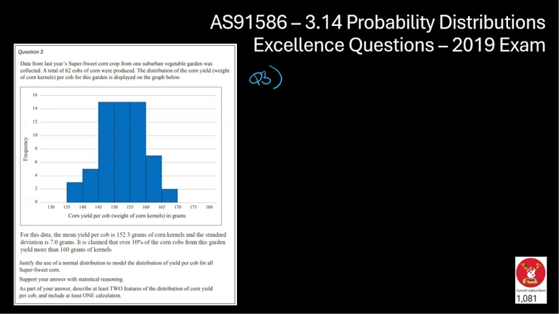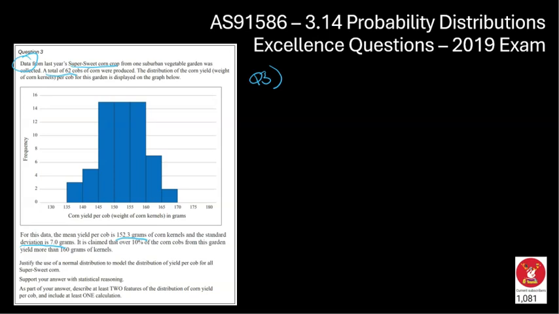We are now on to question number 3, and this is carrying on with that corn-related theme from the previous question. So we got data from last year's super sweet corn. So key thing to note, this is data, so this is kind of like actual things. We've got data from 62 corn cobs, and the distribution of the data is drawn down below. For this data, we know the mean, so we're given a mean. We know the standard deviation. And we also know that it's claimed that over 10% of that.